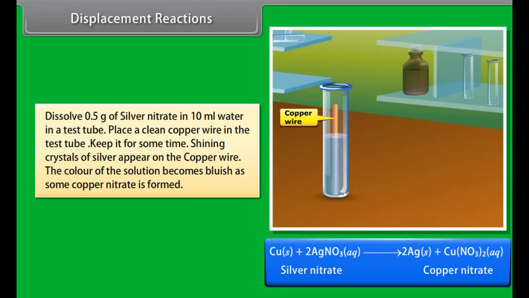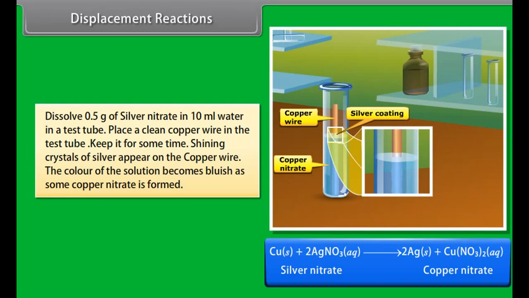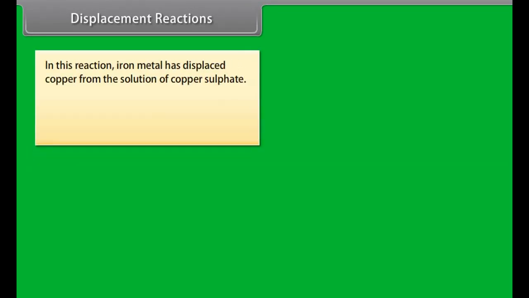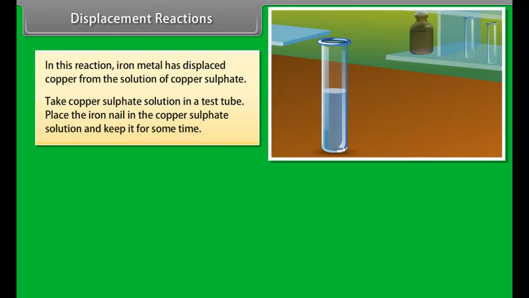You will see a colorless gas is given out. The gas, on passing through lime water, turns it milky. Heating zinc carbonate decomposes it to carbon dioxide gas and zinc oxide. The carbon dioxide turns lime water milky.